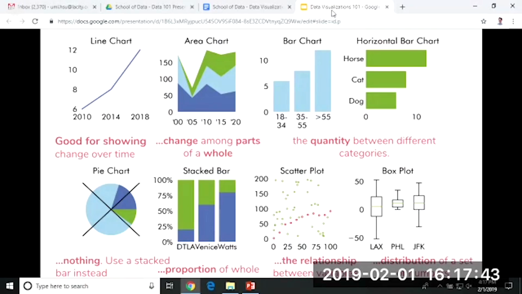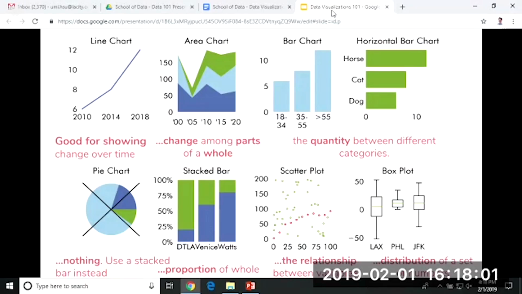Now, you may notice our next chart has a big cross over it, an X, which we'll go into in a little more detail in a minute. I don't make any secret about how I feel towards pie charts. I don't enjoy them, and there are a few reasons why.